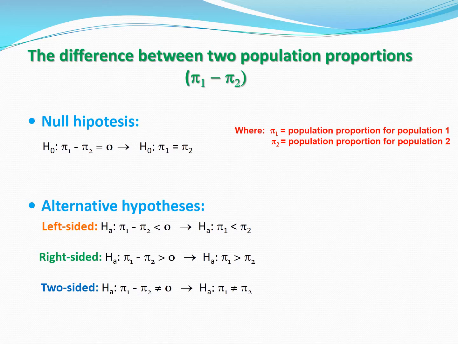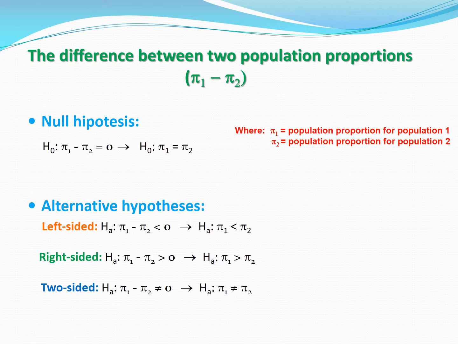In the last section in chapter 11, they look at the difference between two population proportions. In the null hypothesis, we will then state that there is no difference between the population proportions. So pi 1 will be the same as pi 2. Then pi 1 represents the population proportion for population 1, and pi 2 represents the population proportion for population 2. So again, it's important that you write down what pi 1 and pi 2 represents in the context of the problem. Then we can again state a left-sided, right-sided or two-sided alternative hypothesis.